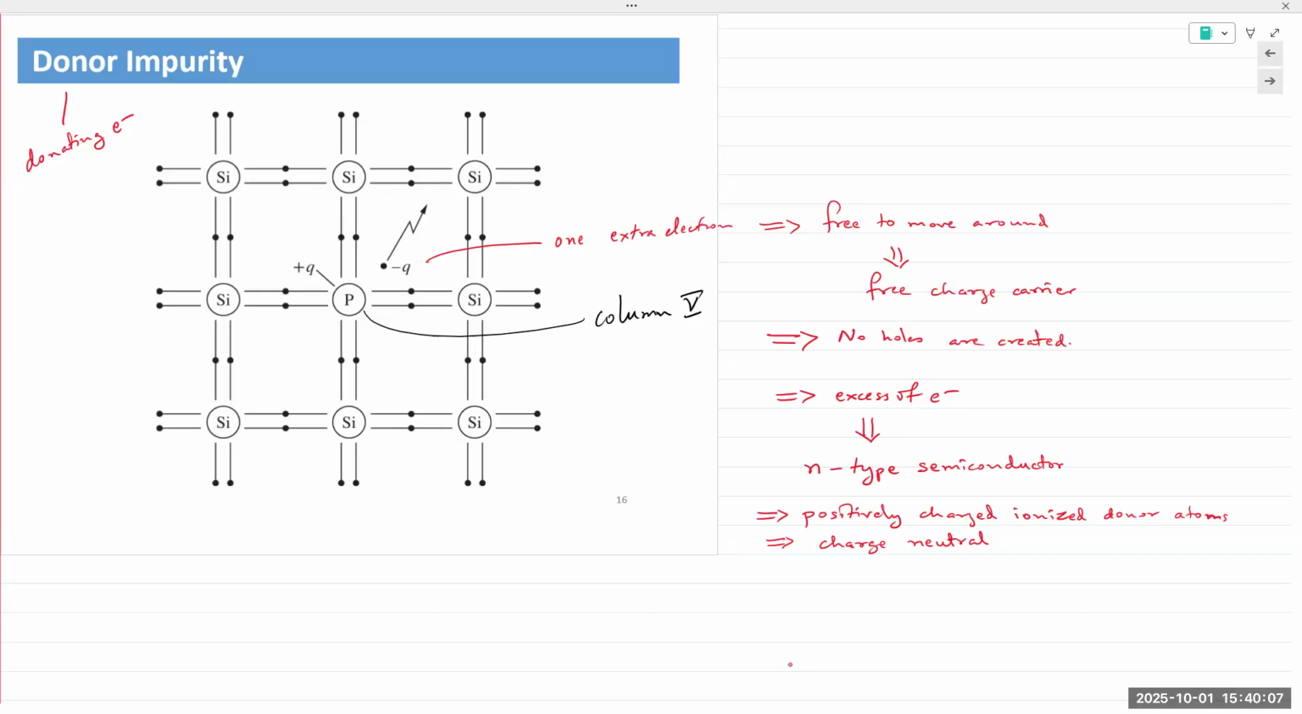From the extra atoms that we're adding onto our semiconductor. So if we add silicon to silicon, nothing happens. If we add silicon to germanium, nothing happens. But if we add phosphorus to silicon, phosphorus has 5 electrons in the outermost orbit. And because it has 5 electrons, 4 of those electrons will form a bond with 4 silicon atoms, and the 5th electron is free to move around. That's where the extra electron comes from.